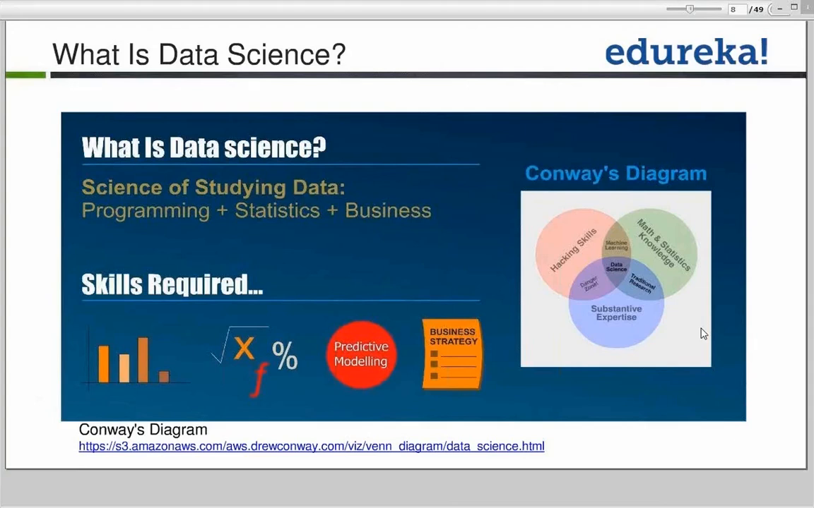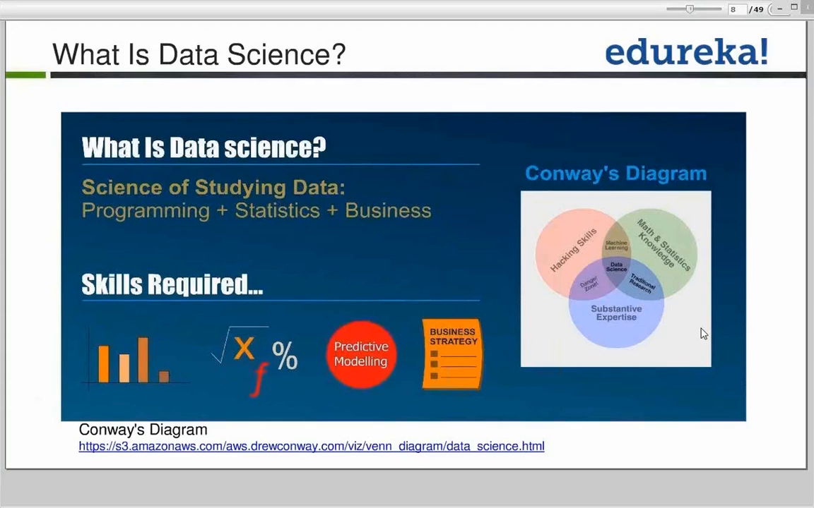In the end, what do you want to do? You want to derive insights for business, right? So that is the space where machine learning, if you see on top, hacking skills and maths and statistics knowledge, they overlap, but there is no domain knowledge. So you become a very good machine learning expert, but not necessarily a data scientist.